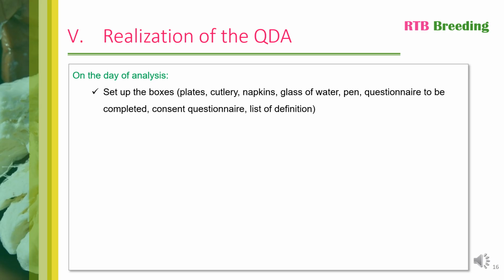On the day of the QDA analysis, before the panelists arrive, you will need to set up the boxes in which they will be seated. This means setting out plates, cutlery, napkins, a glass of water, a pen, the questionnaire to be filled in, the consent questionnaire, and the definition list.